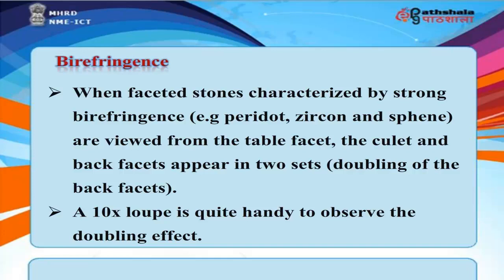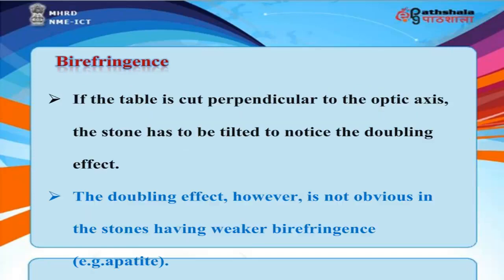When faceted stones characterized by strong birefringence, for example peridot, zircon and sphene, are viewed from the table facet, the culet and back facets appear in two sets, doubling of the back facets. A 10x loupe is quite handy to observe the doubling effect. If the table is cut perpendicular to the optic axis, the stone has to be tilted to notice the doubling effect. The doubling effect, however, is not obvious in stones having weaker birefringence, for example apatite.